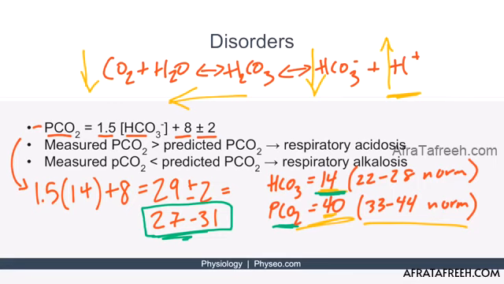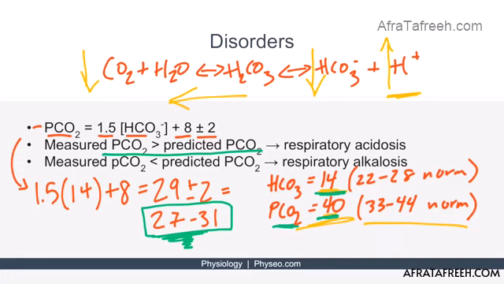We can see that our given value of 40 millimeters of mercury is obviously higher than our predicted value of 27 to 31. So if the measured partial pressure of carbon dioxide is greater than the predicted partial pressure of carbon dioxide, there is inadequate respiratory compensation. In other words, there is a mixed acid-base disorder: a metabolic acidosis and a concomitant respiratory acidosis. This is how the Winters formula is useful.